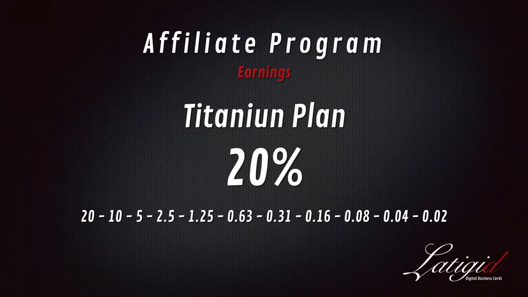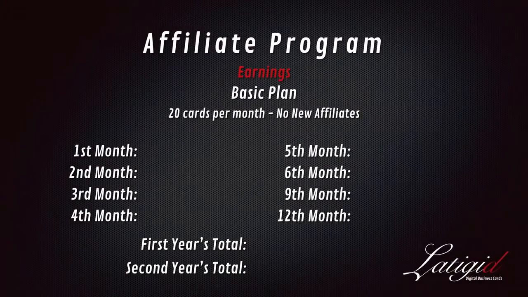And then we have the titanium plan, which goes to 20%, and as you can see, again, it gets cut in half on every single level. So by basic setup, they're all the same, except the number itself is a little bit different. So what does that mean in numbers? We'll start off with the basic plan.